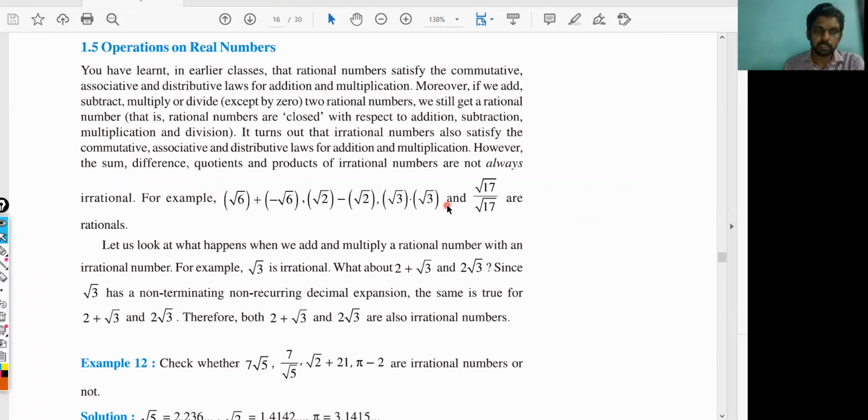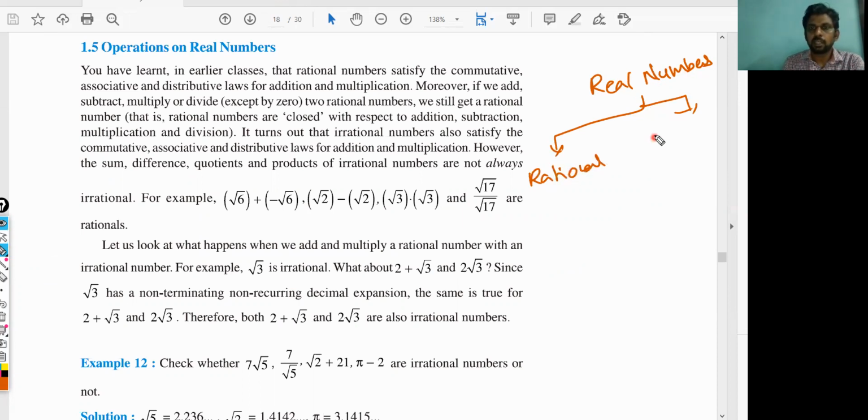So we'll see some operations on real numbers. Before that, I want to explain what real numbers are. Before explaining what a real number is, I'll explain that there are two categories of real numbers. One is a rational number, the other is an irrational number. We have seen what a rational number is and what an irrational number is in the last video itself, right?